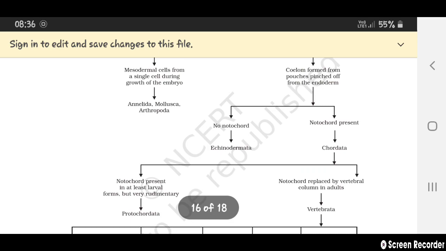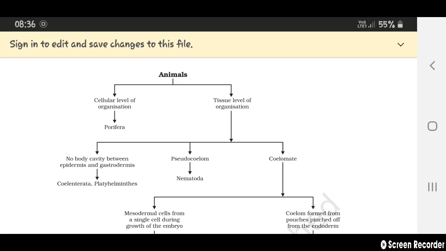So let us know the animals that have a cellular level of organization, that are Porifera. Those that have a tissue level of organization are of two types. One has no body cavity between epidermis and gastrodermis, and another one is coelomata. In the ones with no body cavity between epidermis and gastrodermis, the coelenterata and platyhelminthes come under this. And another one is the pseudocoelom.